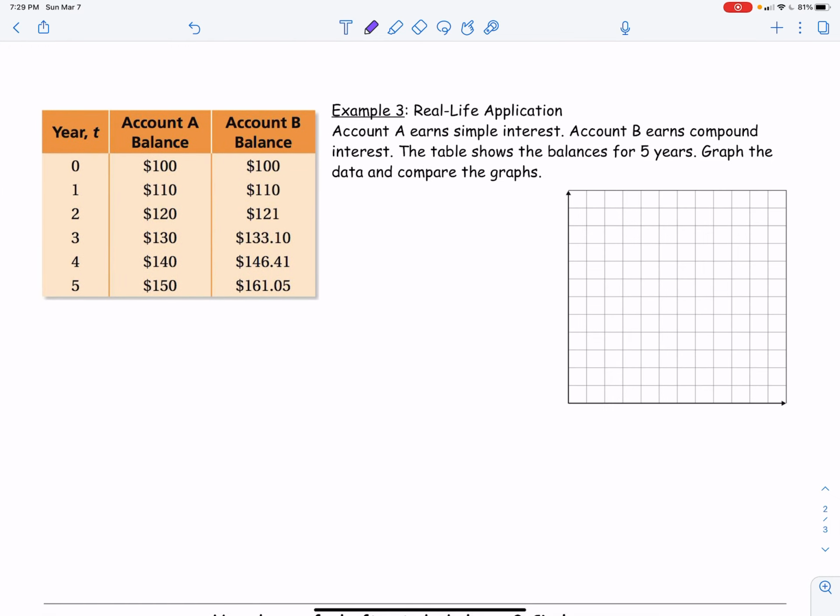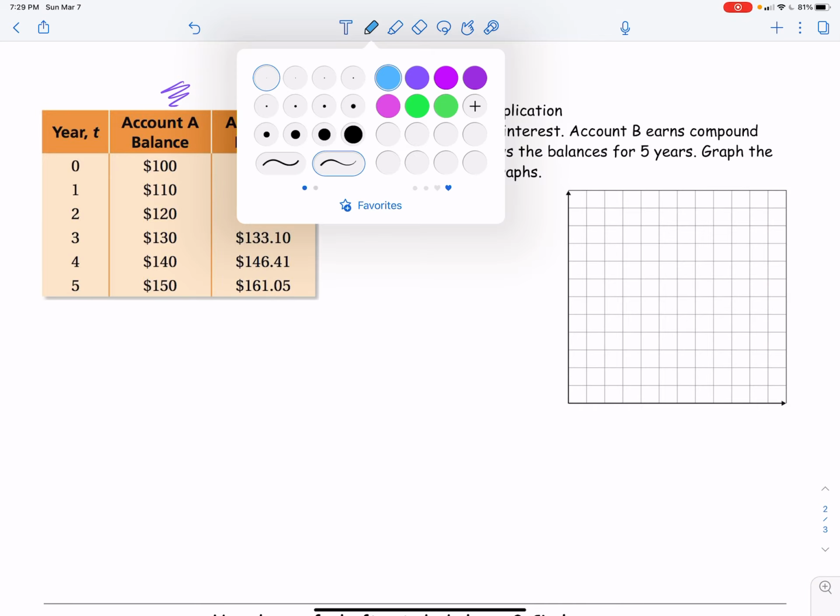All right, moving on. Example number 3. Account A earns simple interest. Account B earns compound interest. The table shows the balance for 5 years. Graph the data and compare the graphs. Okay, so let's graph it. I'll do this in this color. I'll do this in this color. So let me graph it first.